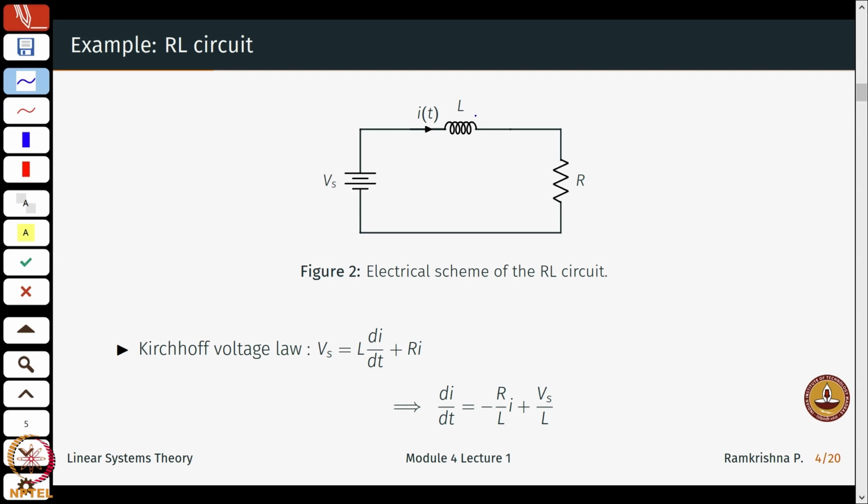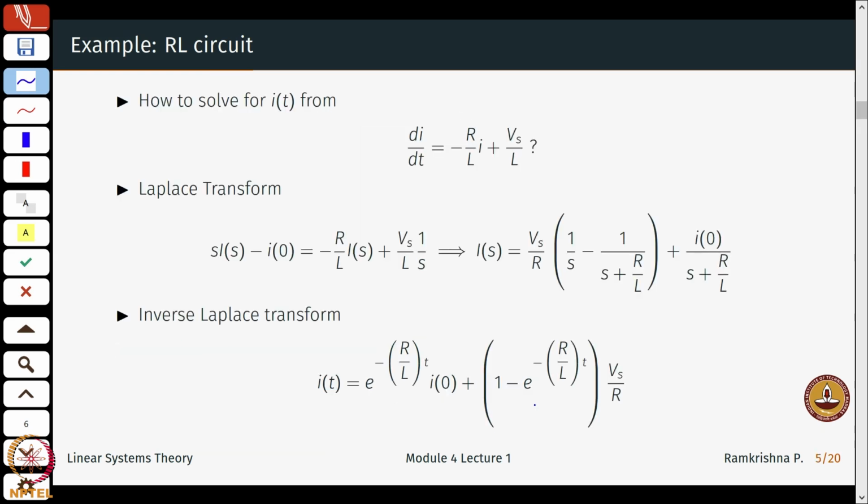Okay, so where do I start? I know that I can write down the differential equation which comes from Kirchhoff's voltage law. I can just write the differential equation di by dt is minus R by L times I plus Vs over L. Okay, so these things we already know. We also know that well, I can solve.